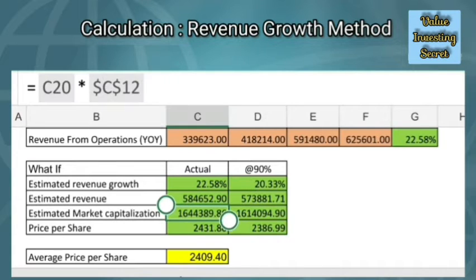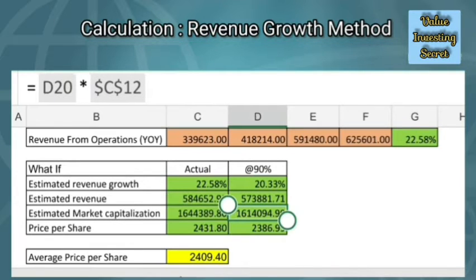Then we can calculate the estimated market capitalization using the formula: estimated revenue multiplied by revenue multiple. So the revenue multiple was 2.8, and when we multiply it, we get 16,44,389, and 16,14,094 for 90% of actual CAGR.